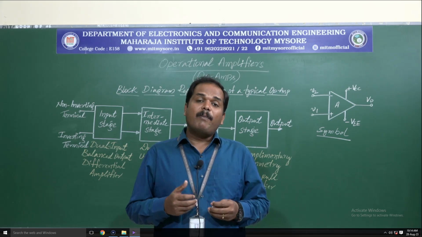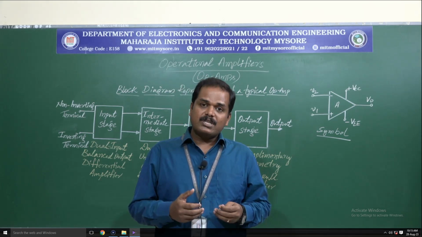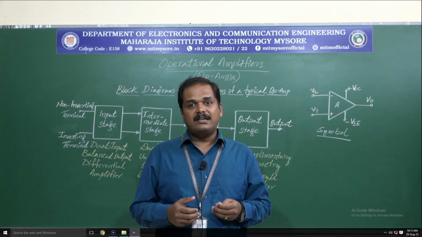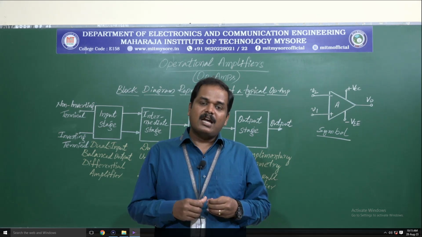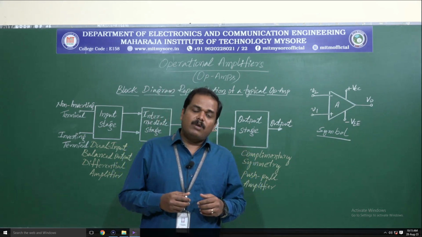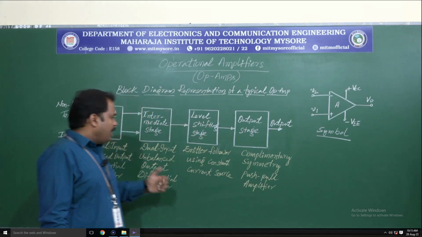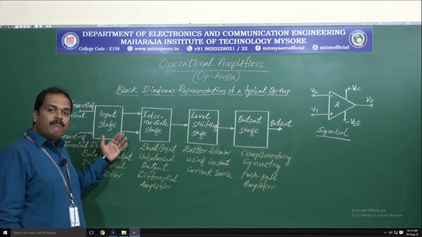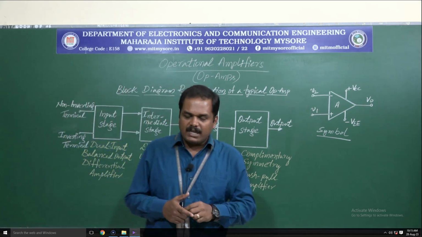But today op-amps have versatile applications, like active filters, oscillators, and to amplify AC and DC signals and many more. Let us understand the block diagram representation of a typical op-amp. Now here we can see the different stages that are involved in an op-amp circuit.